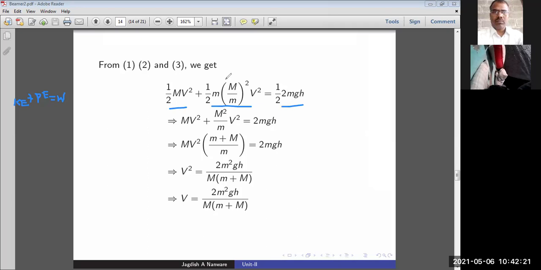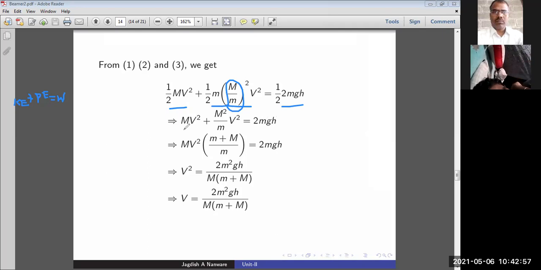And if you simplify further, half is common, so it cancels, and what remains is only m v square plus, if you take the square of this, capital M square upon small m square. And again we are multiplying by m, so one m vanishes from the denominator. And what we have is M square upon m, v square is equal to 2 times mgh. So h is the height of the projection, g is the acceleration due to gravity, and this small m is the mass of the shell.